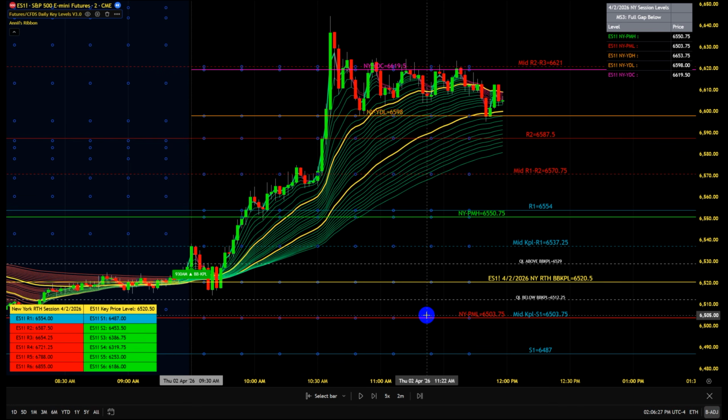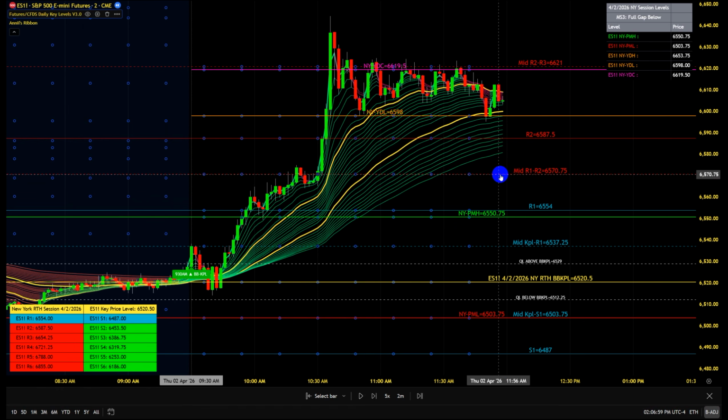Now in this particular session, the PMH is before the R1. So that would have been your micro scalp exit here when it hits the PMH, regular scalp exit here at R1. In this case, we did also get a move to mid R1, R2. So that is your regular trade, 1.5 level move here. Then we have the 2 level move here.